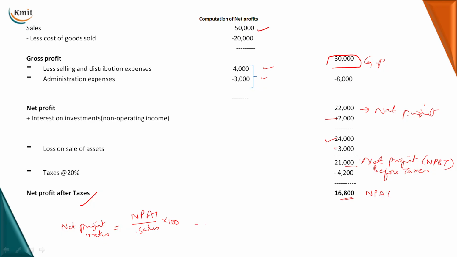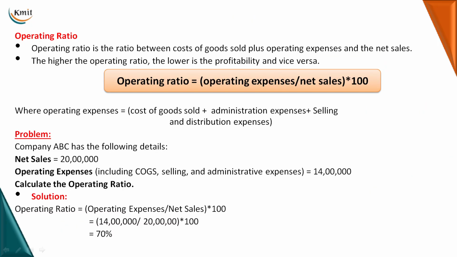Substituting the values, you'll be getting the ratio here. Coming to the next one, it is operating ratio. Operating ratio is the ratio between cost of the goods sold plus operating expenses and the net sales. The higher the operating ratio, the lower is the profitability, and vice versa. This is the formula used to calculate the operating ratio.